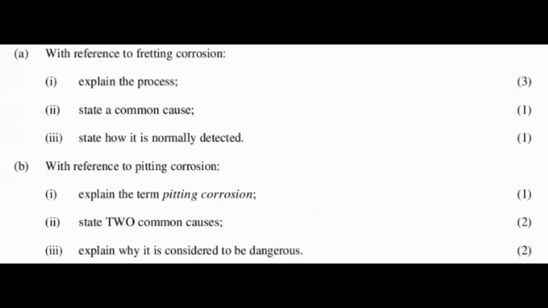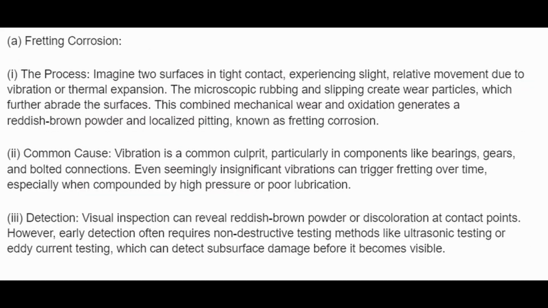Fretting and pitting corrosion. A. With reference to fretting corrosion, 1. Explain the process. 2. State a common cause. 3. State how it is normally detected. B. With reference to pitting corrosion, 1. Explain the term pitting corrosion. 2. State 2 common causes. 3. Explain why it is considered to be dangerous.